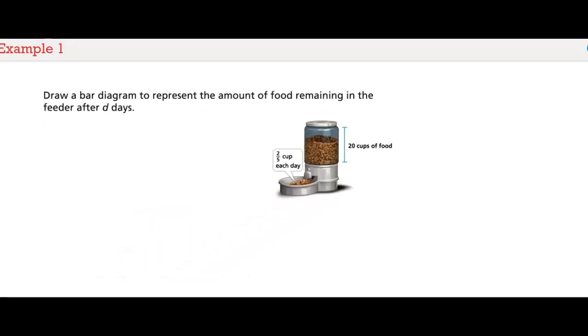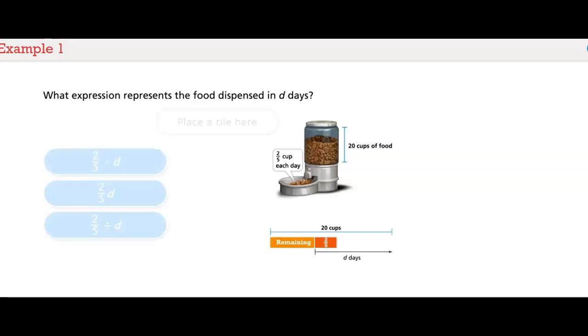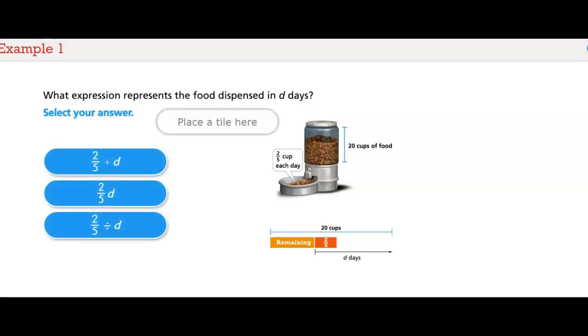You can draw a bar diagram to represent the amount of food remaining in the feeder after D days. This measurement line represents the full amount of dog food the feeder can hold. One segment of the bar represents the food dispensed each day, and the same amount of food is eaten each of the D days. But there's also a segment of the bar that represents the remaining food in the feeder. What expression represents the food dispensed in D days? Select your answer.